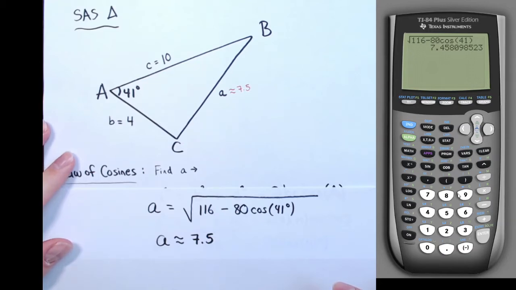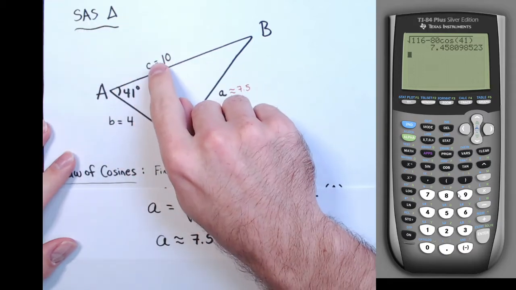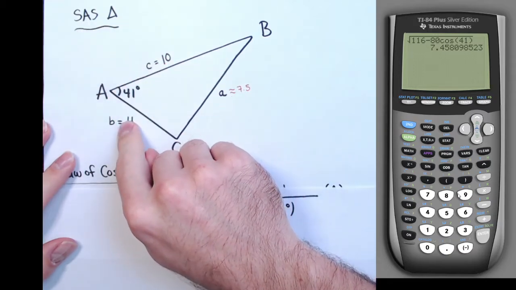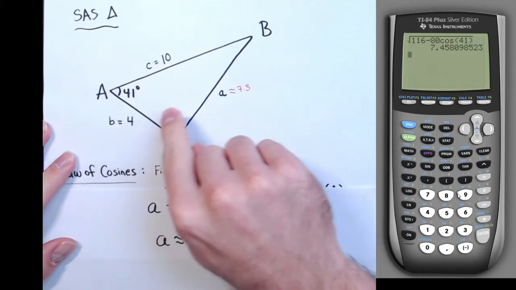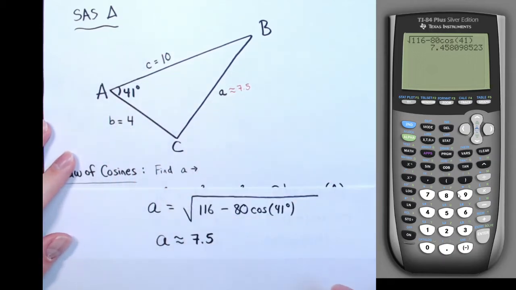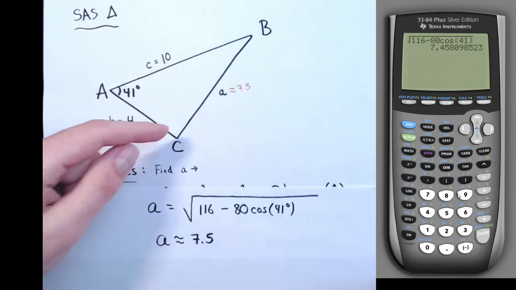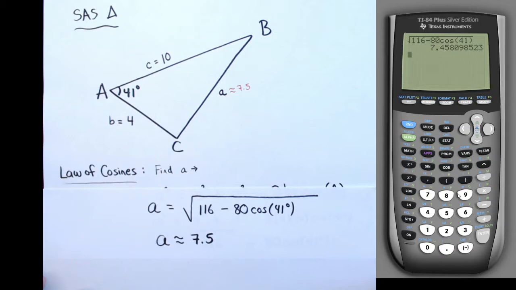Now I don't only have a side angle side triangle. Now I have a side side side triangle. I know all 3 side lengths now. So I could use the law of cosines again to find one of these missing angles. And you only need to find one of them, because once you know 2 angles, you can find the third.